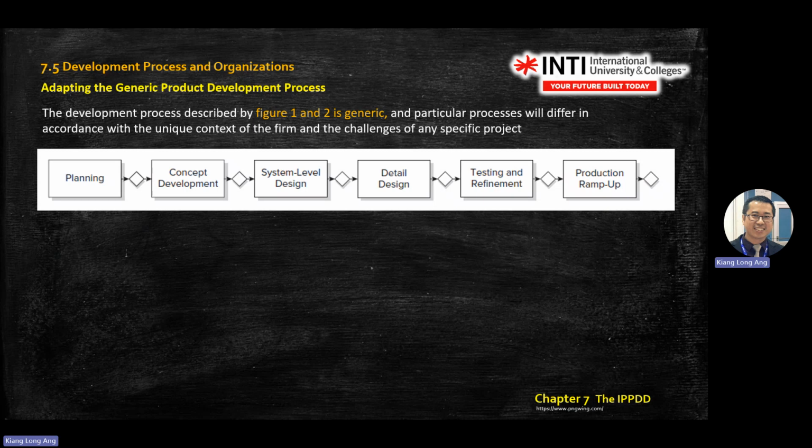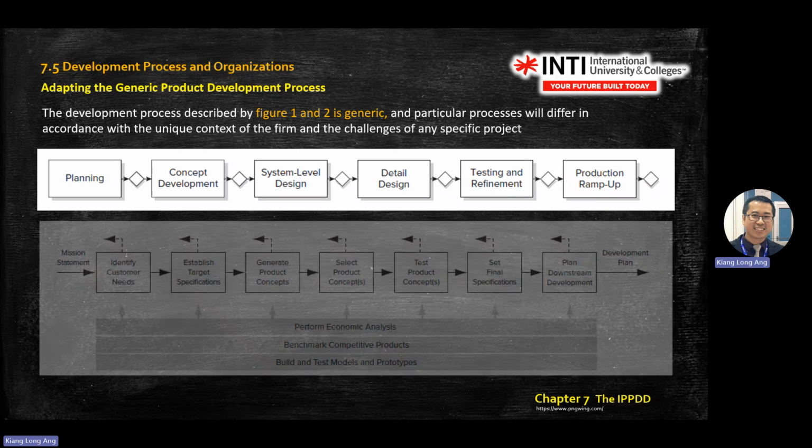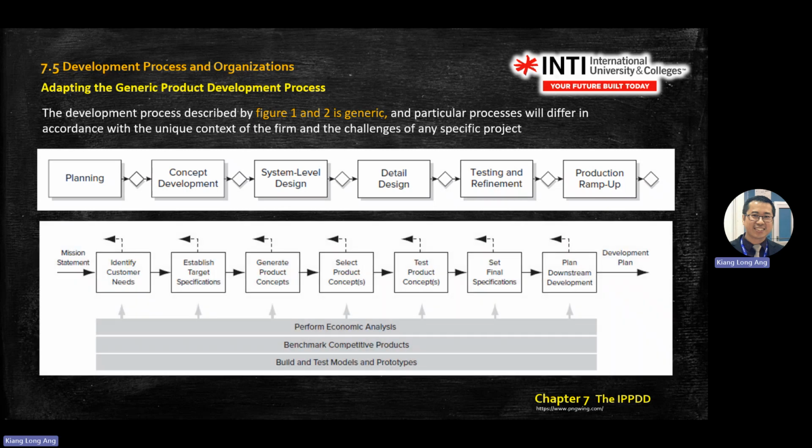Okay. This one is a decision point. The diamonds are decision points, decision point, decision point, decision point. Okay. Then this one is a concept, one is a product. This is concept, this is product.